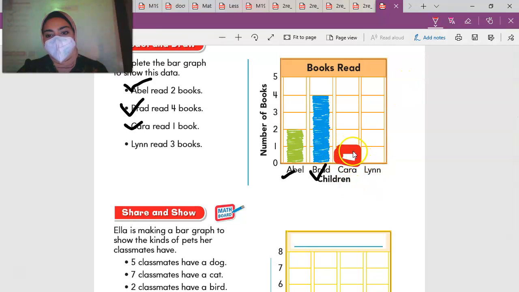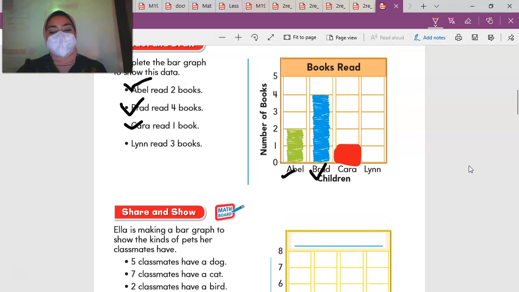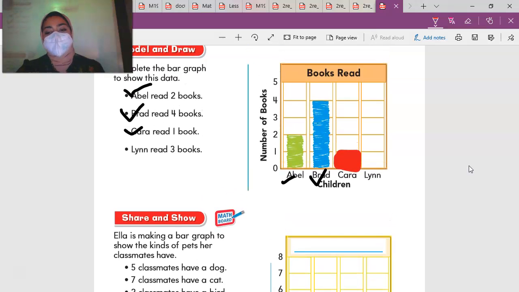Okay, you can just do it with your pencil. It's fine. Yes, Leah? Yes, you can use your crayons or color pencils if you want. Yes, you can. But you cannot use marker.